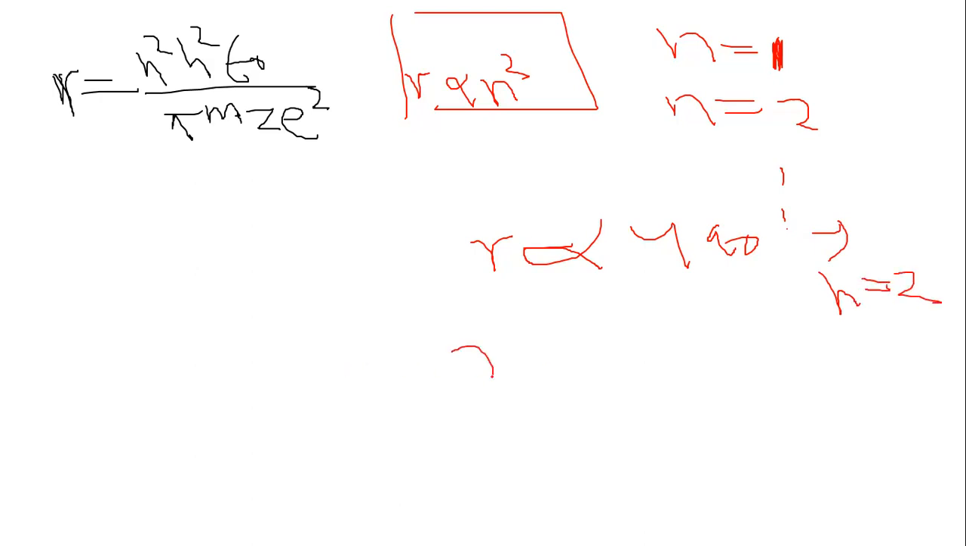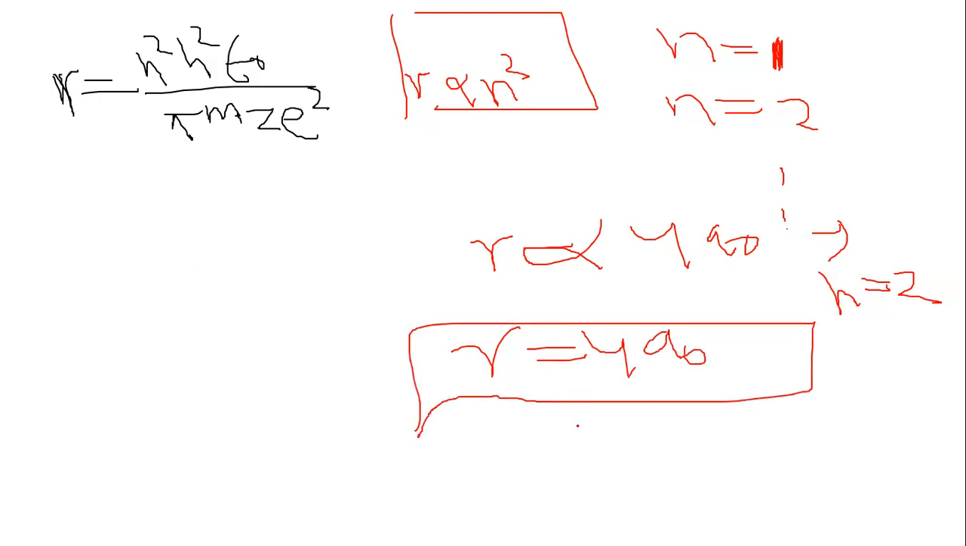So simply we can say r equals 4a0 is the most probable distance of the electron in the first excited state. In the first excited state, the most probable value of the position of the electron is 4a0. Similarly, for the second excited state, it will be 9a0, like that.